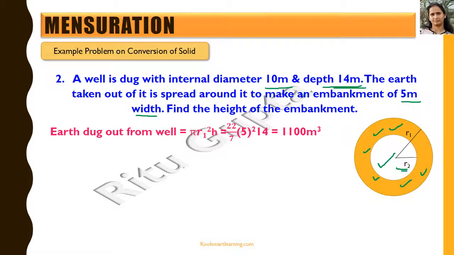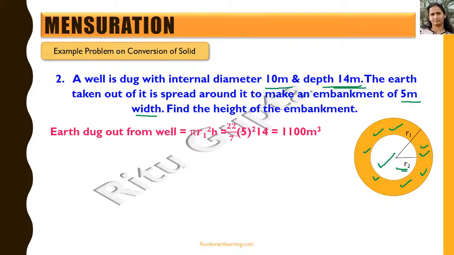Now we know that the earth which has been dug out from the well will be spread as an embankment, right? So what it necessarily means is the volume of that would be equal to the volume of the earth which has been spread out in this area. So let's find out how much earth has been dug out from the well. It is equal to pi r square h.